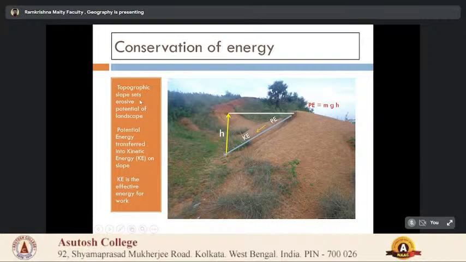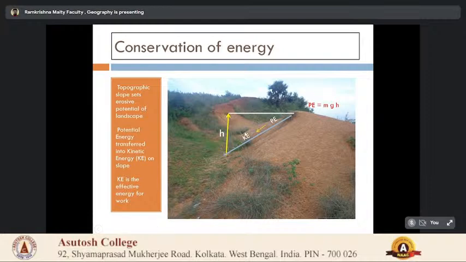So this topographic slope sets the erosive potential of the landscape. Whether there will be erosion, transportation, or deposition depends upon the slope. Instead of this steep slope, if there is a gentle one, then energy would be much less here. So how much energy is available depends upon both this height and slope. And this height and slope are the character of what? Character of this landscape. So landscape regulates how much energy is available on it for working.